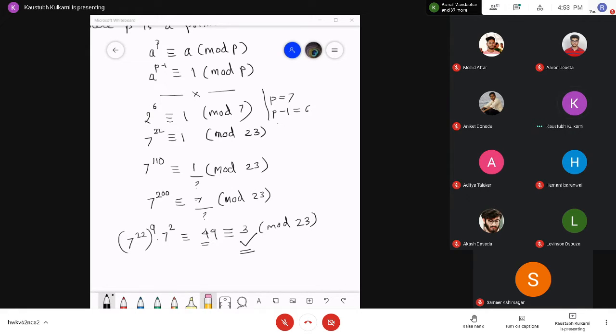Okay. I'm assuming that there are no questions. Okay, then the next concept will be Euler's totient function. Okay, what I'll do is let me put one question to you and let me see if two people can answer because I'm a bit suspicious.